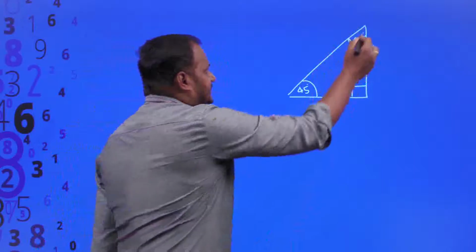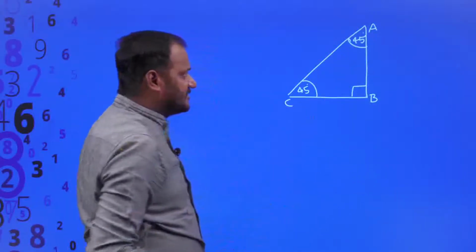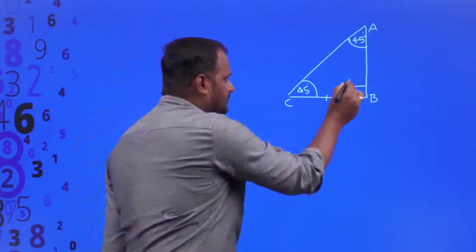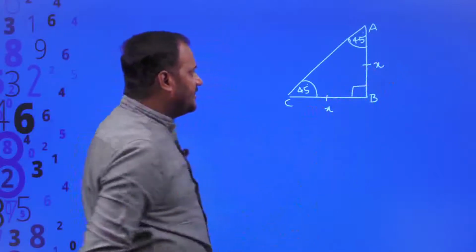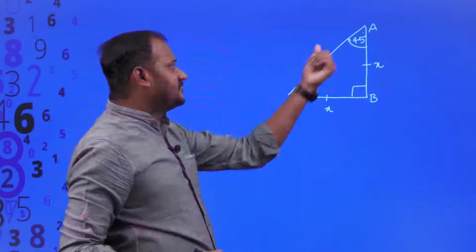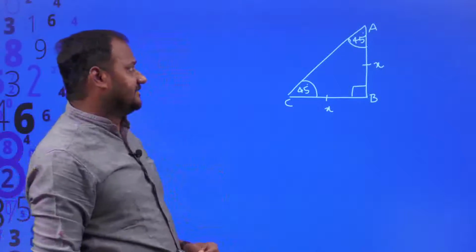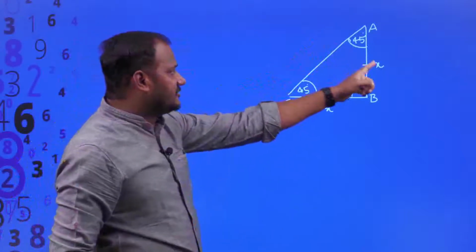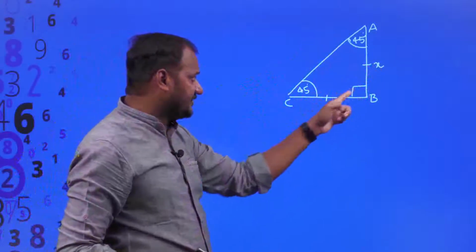Let us consider one of the equal sides of this right angled isosceles triangle to be x, then this one is also equal to x. If this is x and this is x, will you be able to identify what AC is? Yes, of course, by using the Pythagoras theorem. Hypotenuse square equals side square plus side square. So AC square equals x square plus x square.